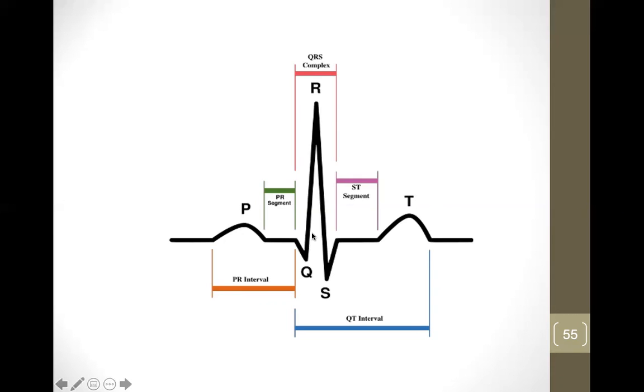The atria do repolarize. We just can't see it graphically because it's happening at the same time that the ventricles are contracting or depolarizing. So that's why it's hidden in the QRS. So it gives you a picture of what is going on when it comes to the electrical conduction system of the heart.